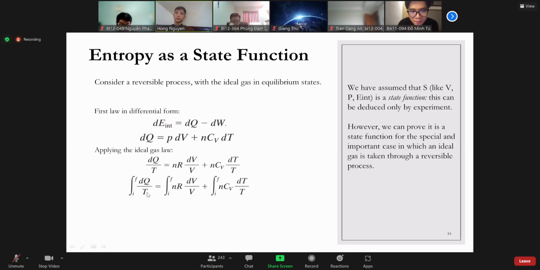So we put the integral here to have the expression of the entropy.